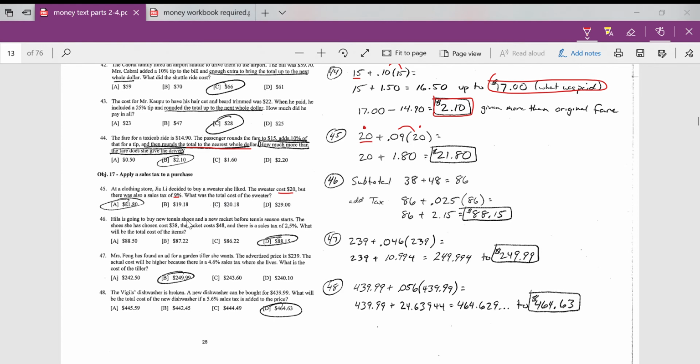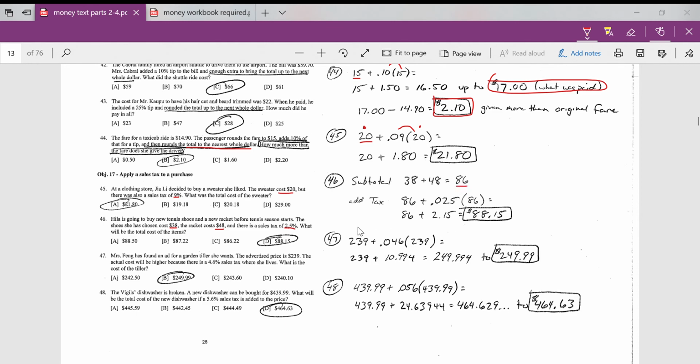They're going to buy tennis shoes and a new racket. The shoes cost $38. The racket costs $48, and there is a 2.5% tax. Okay, and this tax is going to go on both things. So there's actually two ways you could do this. I think the easiest way is do what's called the subtotal first. Because both of these things will have the tax on them, you can add them together. So the 38 and the 48 is 86.